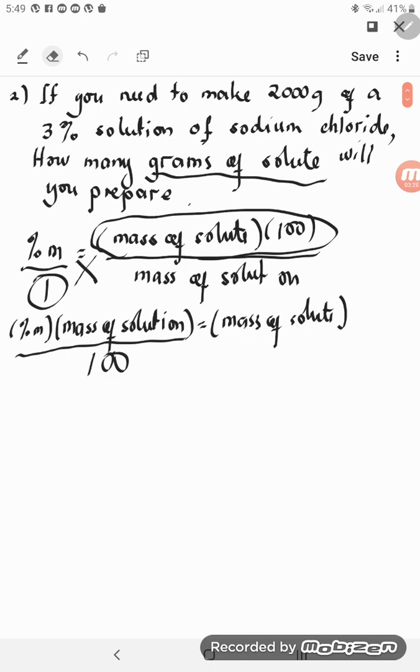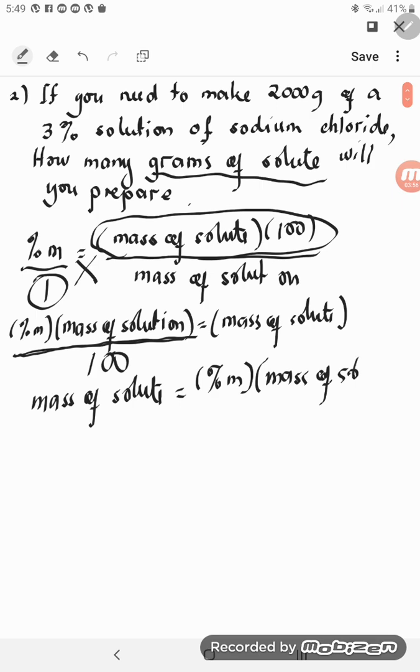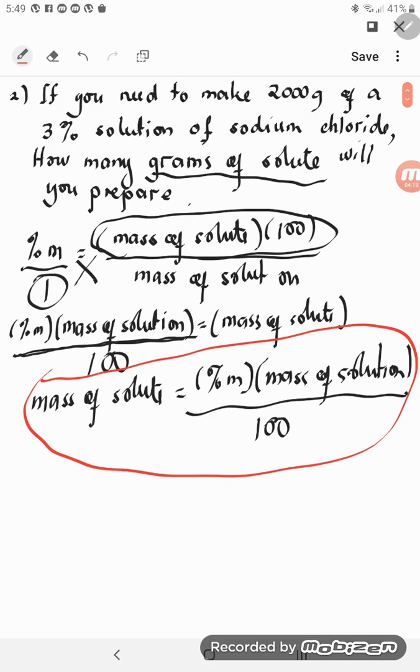So the final equation is percent by mass times mass of solution divided by 100 is equal to mass of solute. You can then rewrite the formula into this one. Mass of solute equals percent by mass times mass of solution over 100. So very easy. Now, I'd like you to take note of this formula on your notebook because we will be solving problem number 2.